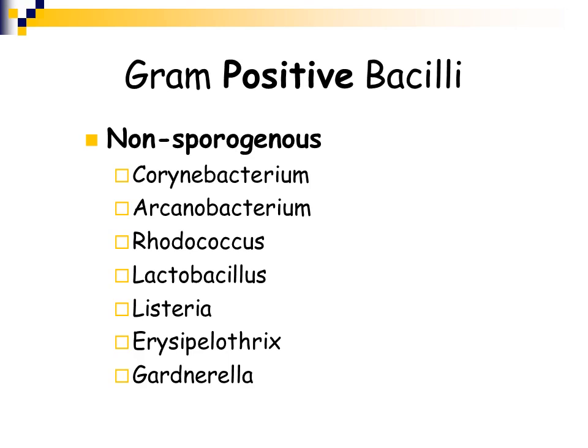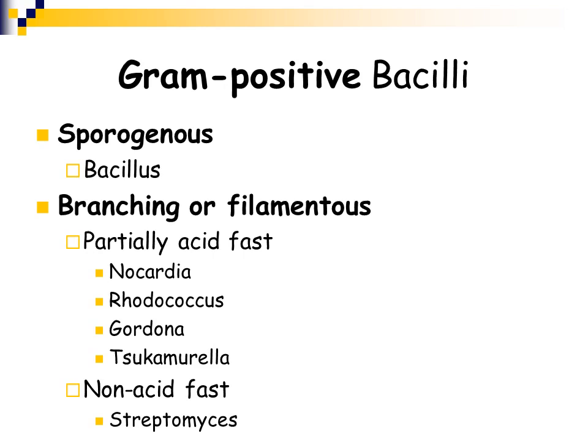For the non-spore forming gram-positive rods, we have the genera Corynebacterium, Arcanobacterium, Rhodococcus, Lactobacillus, Listeria, Erysipelothrix, and Gardnerella. For the spore-forming gram-positive bacilli, we have the genus Bacillus. We also have the branching or filamentous gram-positive rods.